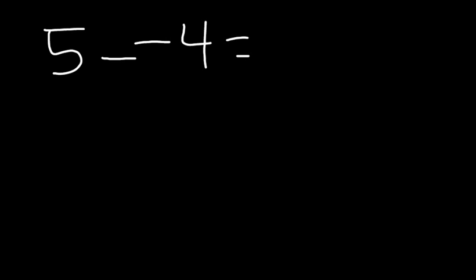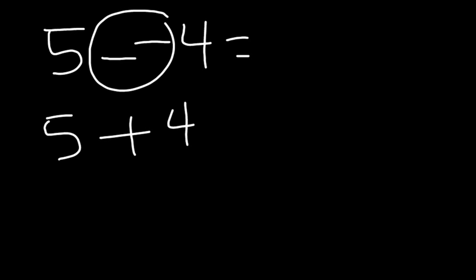Every time you see any kind of minus or negative sign in the middle of the problem, here's the middle, in between the two numbers, you're going to make some changes. If you see minus a negative, you're going to change that to plus. That's really 5 plus 4. It's in disguise. So the answer to that is 9.